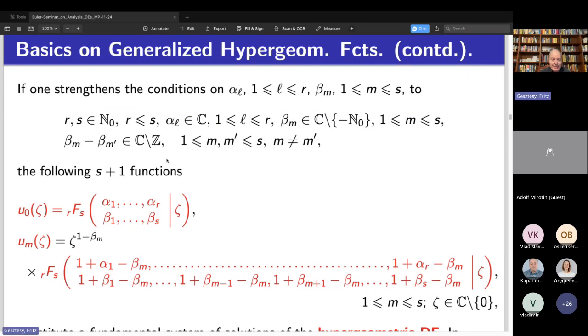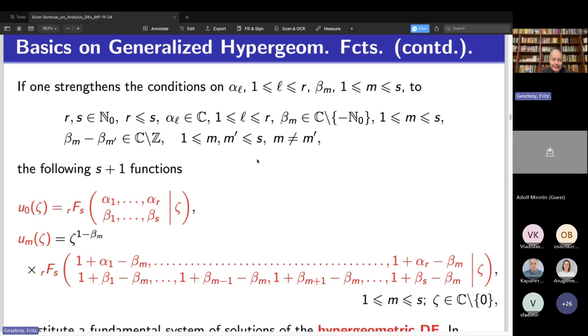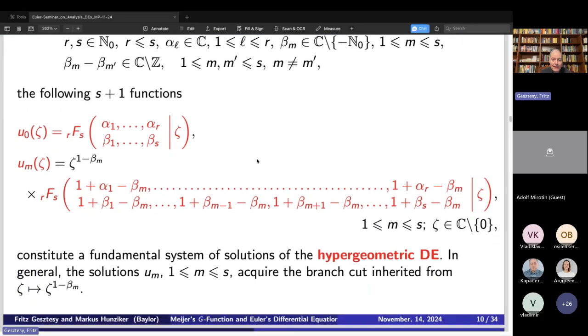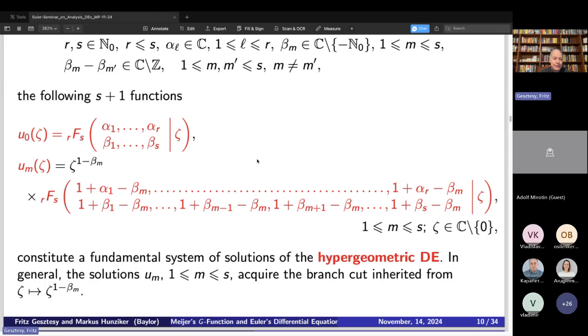Then one can actually see that the following S plus 1 functions, remember the differential equation was of order S plus 1, so if I want a fundamental system of solutions, I need S plus 1 functions, can all be expressed in terms of generalized hypergeometric functions. The first one, or the 0th one if you want, is just F_RS, and S more of them, where M runs between 1 and S, are other combinations of this F_RS function.